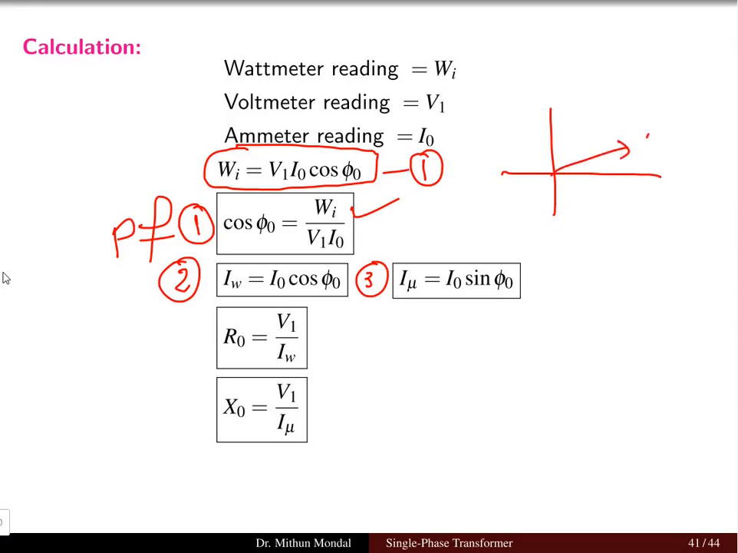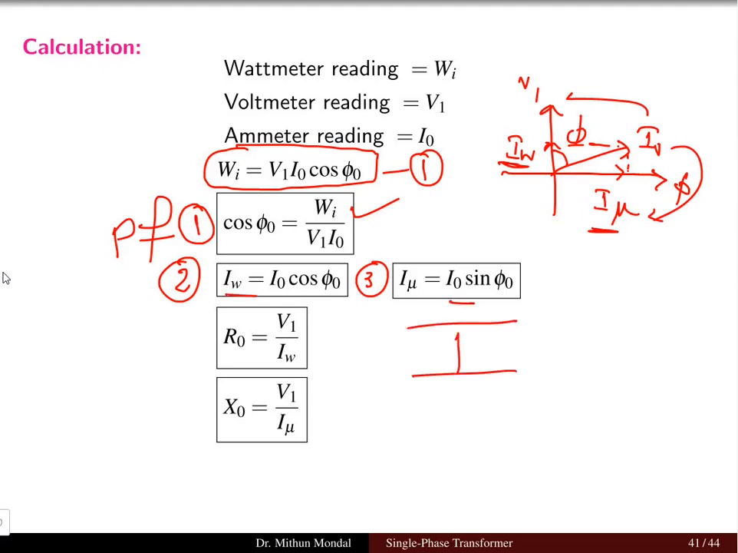So when we have I0, the no load component of the current, it will be at an angle phi naught. On the x-axis we will have I mu, and on the y-axis we will have IW. This is the flux axis, and this is the voltage V1 axis. So I can see here that IW is nothing but I0 cos phi naught and I mu is equal to I0 sin phi naught. So we have the second equation and the third equation.